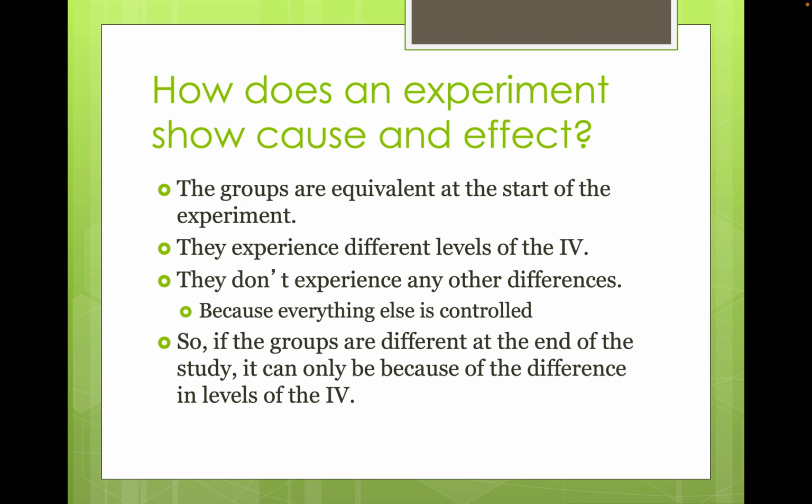The groups are equivalent at the start of the experiment. Like I said, this doesn't have anything to do with my research. They experience different levels of the independent variable. They don't experience any other differences because everything else is controlled. So if the groups are different at the end of the study, it can only be because of the difference in levels of the independent variable.